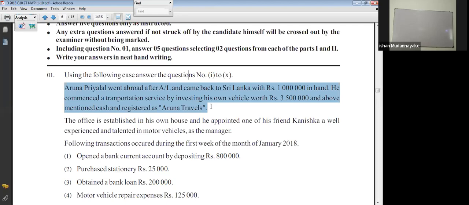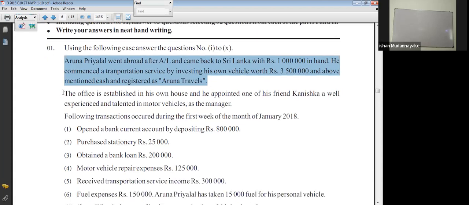Okay, name of the business is what? Aruna Travel. Aruna's full name is Aruna Priyalal, but he has used another name without using his full name. Therefore, the name of the business should be registered in the division secretary office. Right.